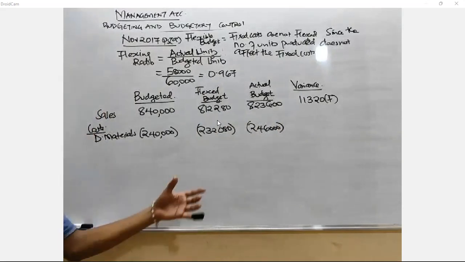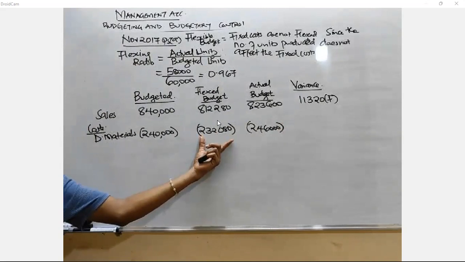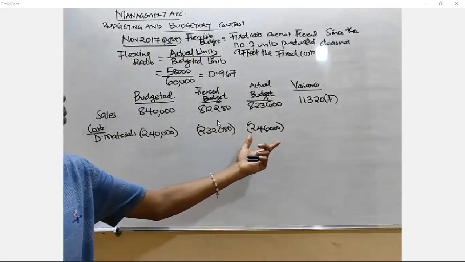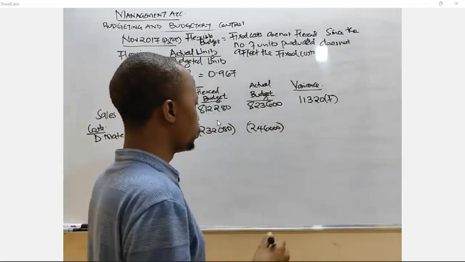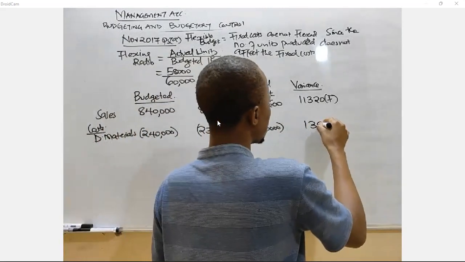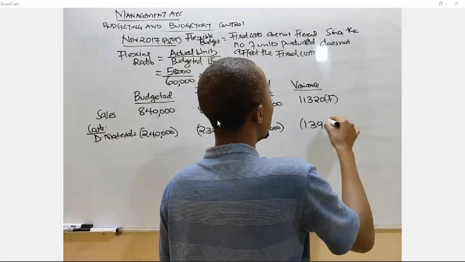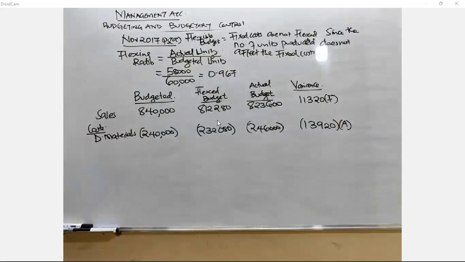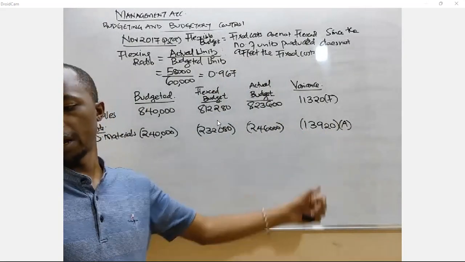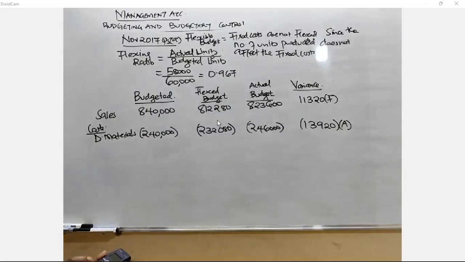Let us look at the variance. I budgeted to spend 232,080, but the actual I spent 246,000. I know that you are not happy. So 232,080 minus 246,000: you spent more than what you budgeted by 13,920. This one we call adverse. It means that you spent more than what you budgeted.